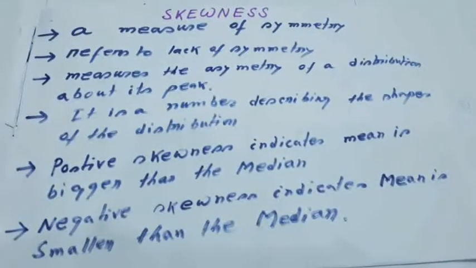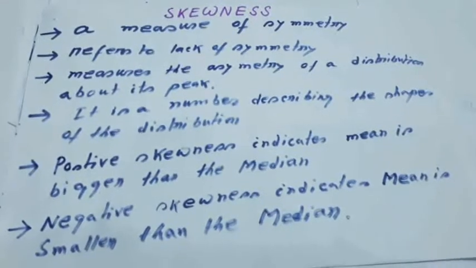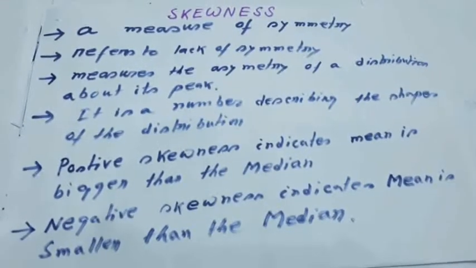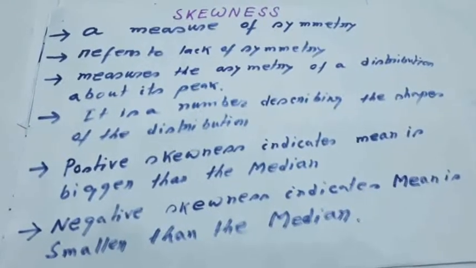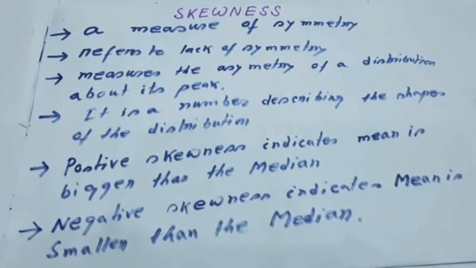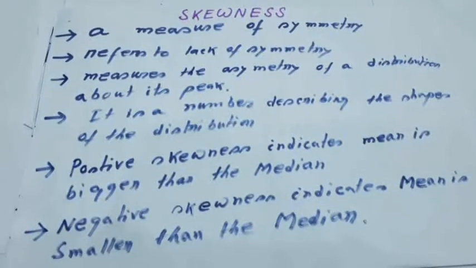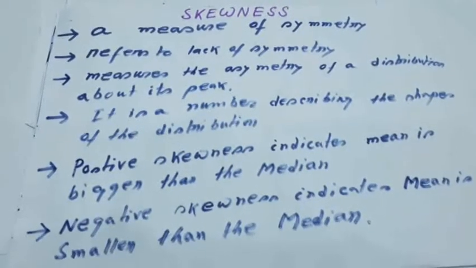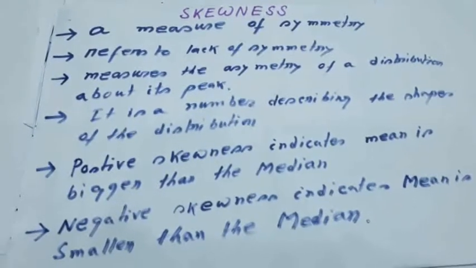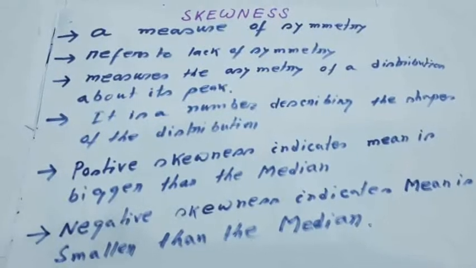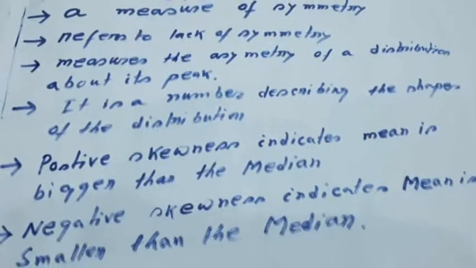Today I will teach you how to calculate the skewness. Skewness is a third moment in statistics. The skewness refers to the lack of symmetry, or in other words you can say skewness is a measure of symmetry. This skewness describes the shapes of the distribution.